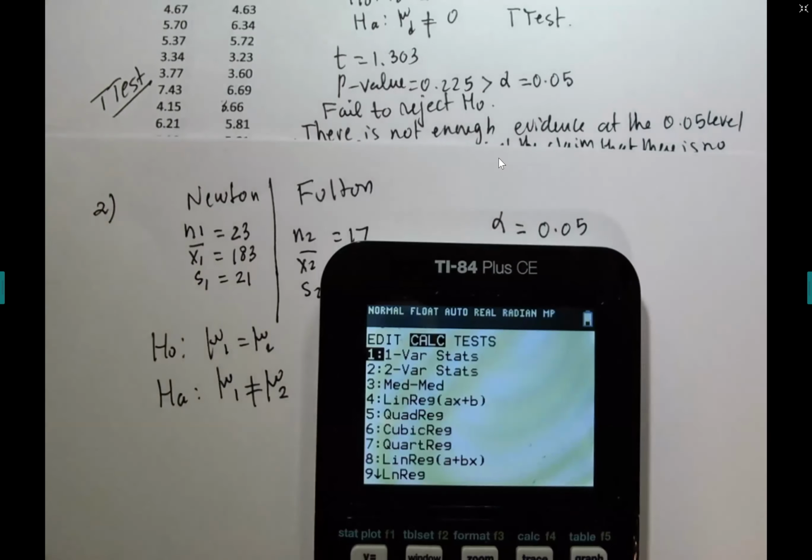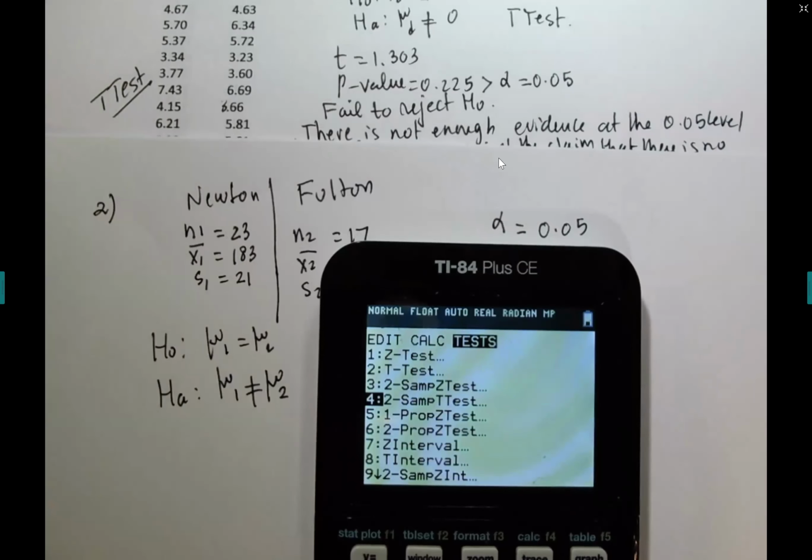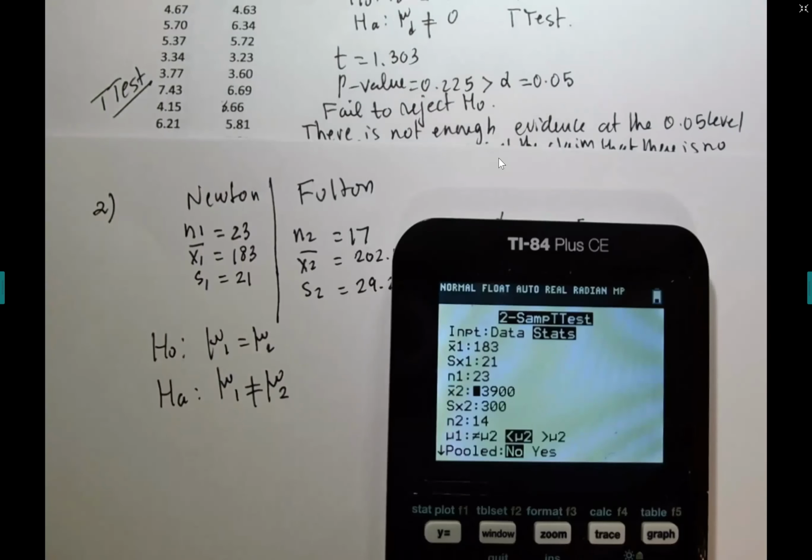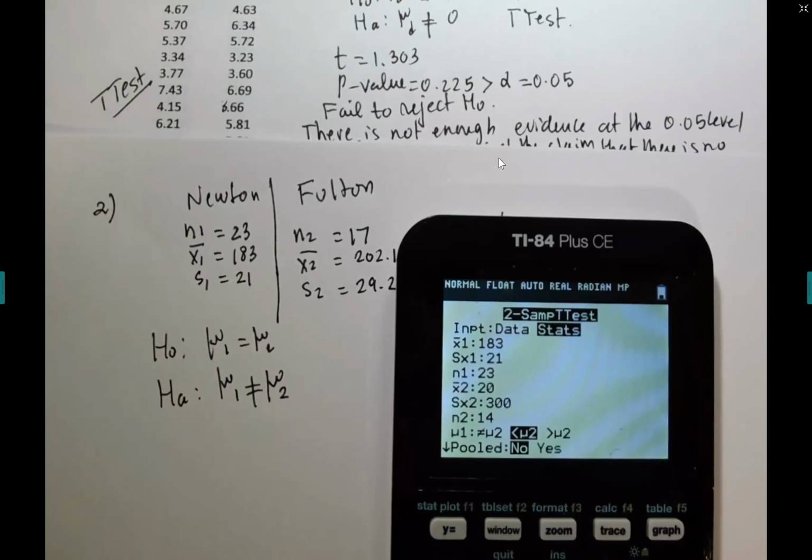Stat, Tests. 2-sample t-test. Summary. X1 bar 183. S1 is 21. N1 is 23. X2 bar 202.1. S2 is 29.2. N2 is 17. And not equal, that's what we need. Pooled is no, guys. So select no.